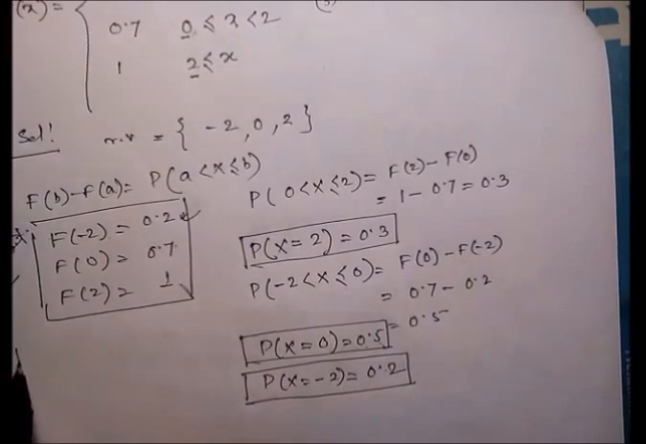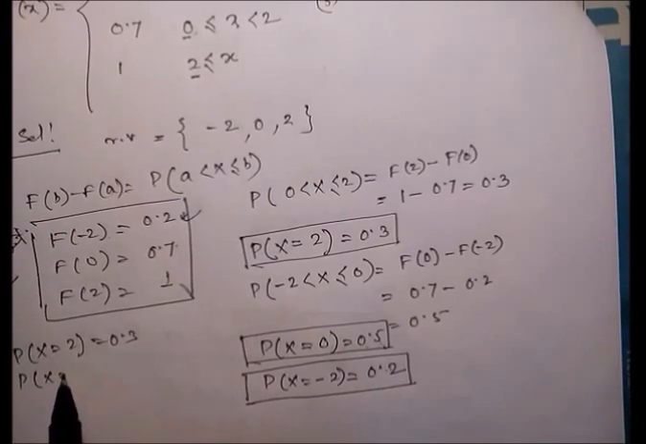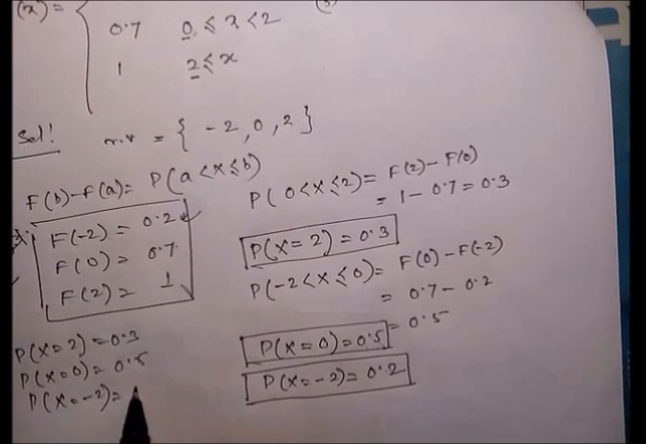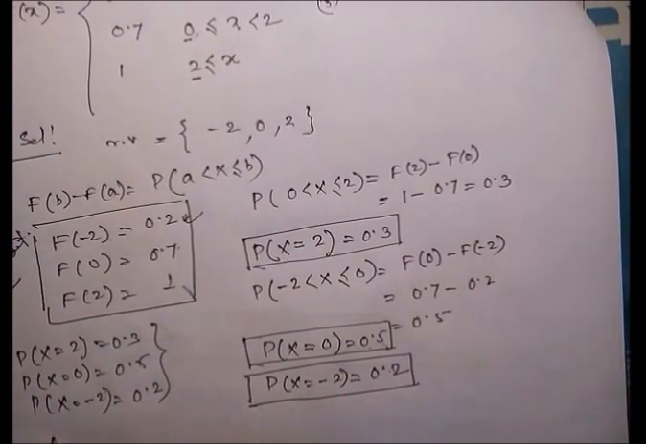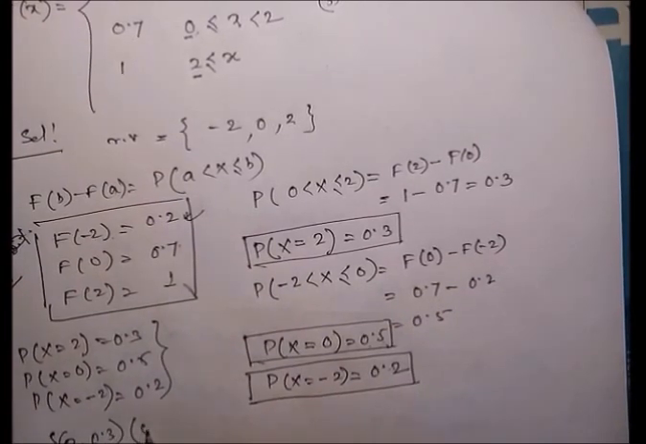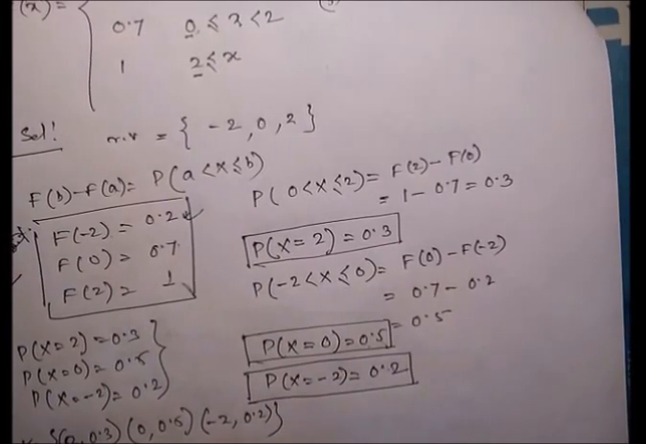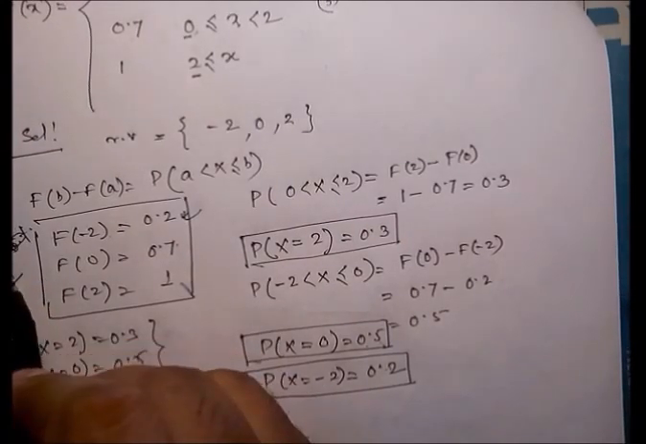Clear? So the probability X equal to 2 is 0.3, X equal to 0 is 0.5, probability of X equal to minus 2 is 0.2. So this is nothing but our probability mass function. And the probability distribution is very simple. It's an ordered pair: (2, 0.3), (0, 0.5), (minus 2, 0.2). So this is nothing but our probability distribution, probability mass function, cumulative distribution function.